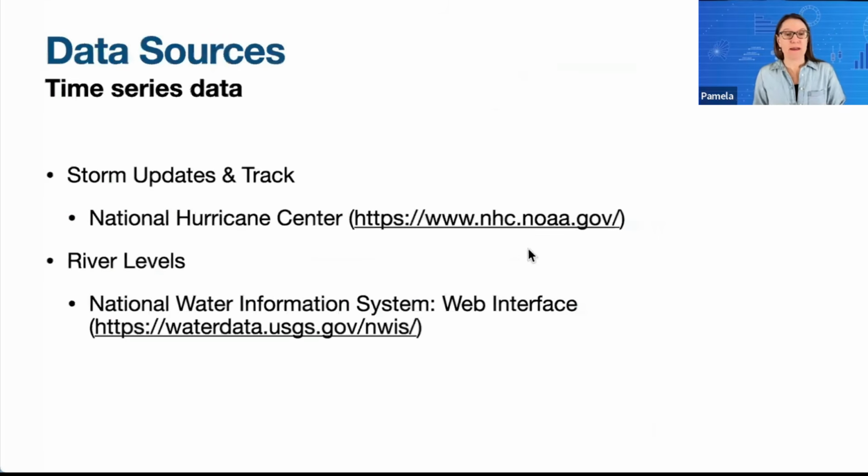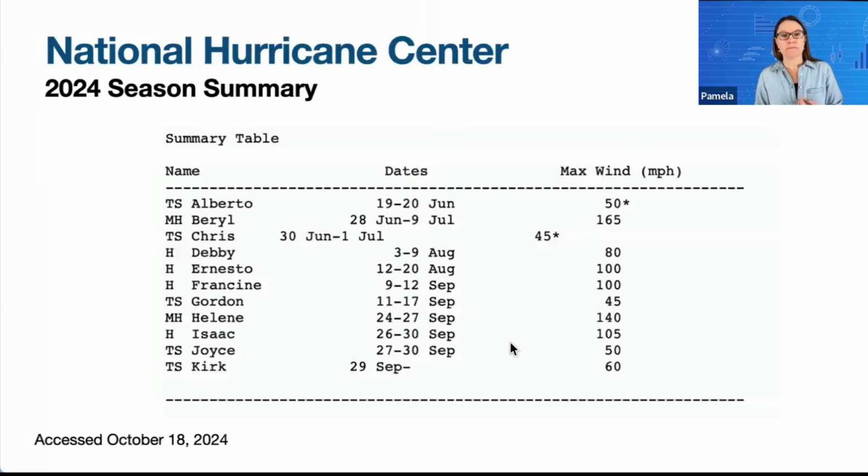But just quickly, two of the sources of data that I have used to get data on these storms are the National Hurricane Center, and then also the National Water Information System, which is where I actually got the flooding data for specific rivers. Okay, so let's focus on the first one. The National Hurricane Center is where you can get data on hurricane tracks.